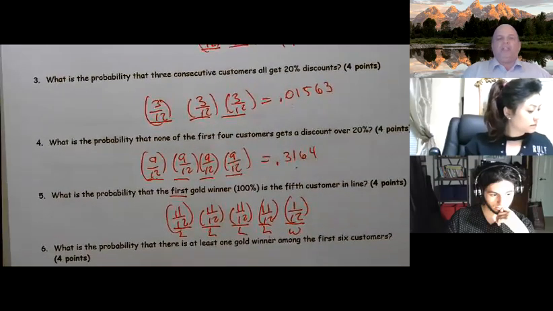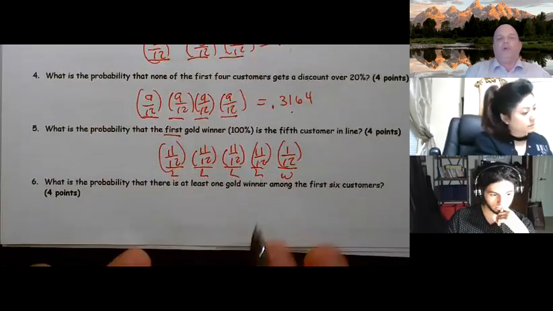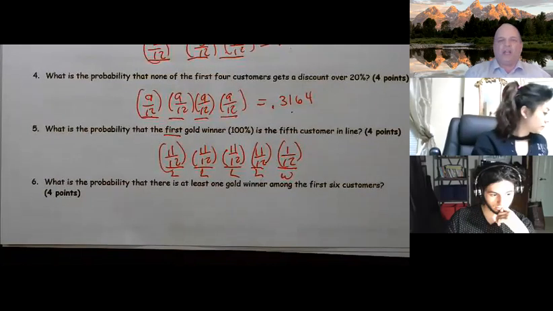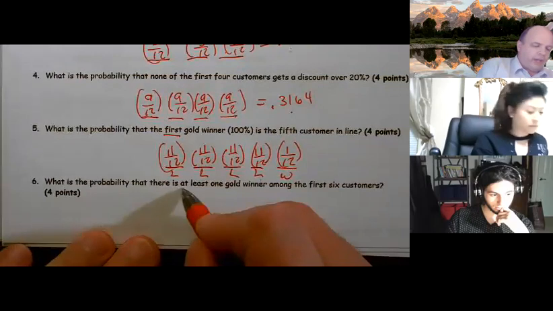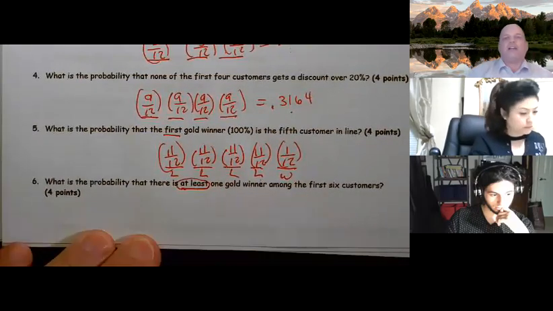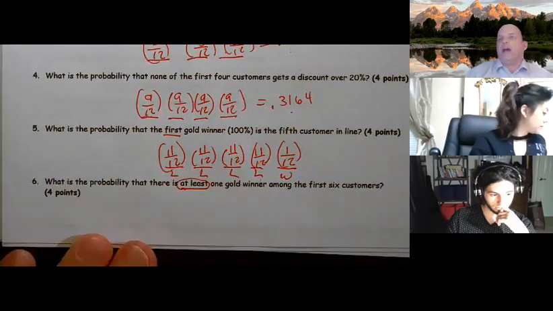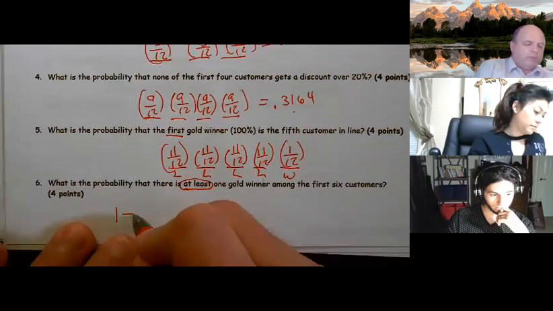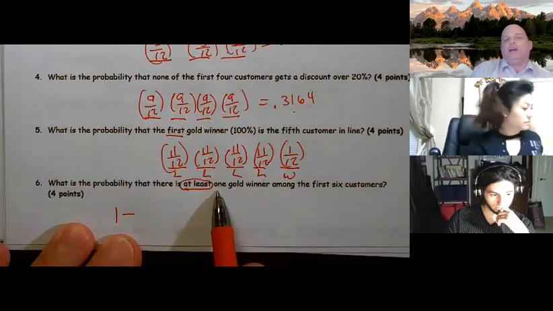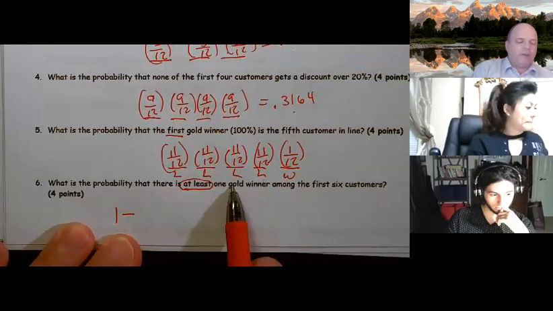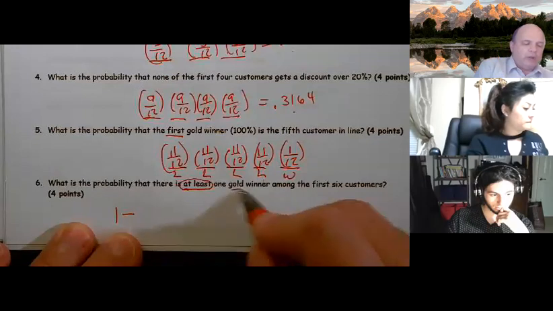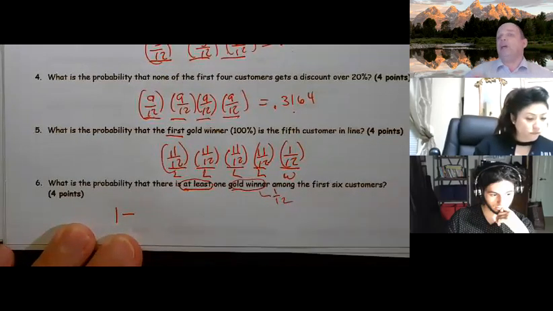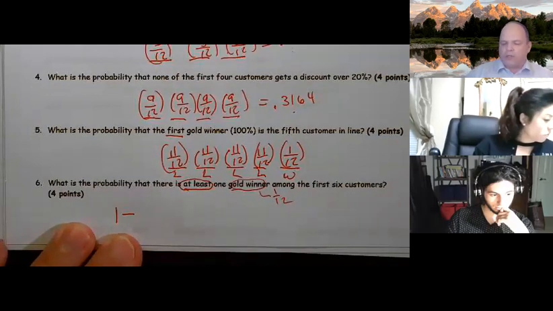What is the probability that there's at least one gold winner among the first 6 customers? This is the scary phrase: at least. Whenever we have an at least question, we're looking at a 1 minus scenario, and we have to work with what the opposite is. They're asking for a gold winner. We know that the gold winner's probability is 1/12. But because this is an at least problem, we're working with the complement.